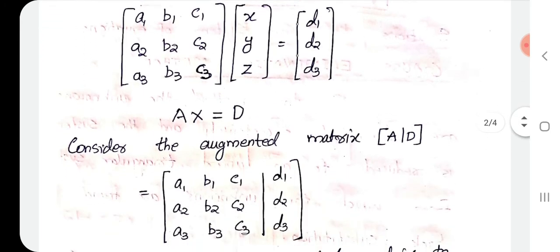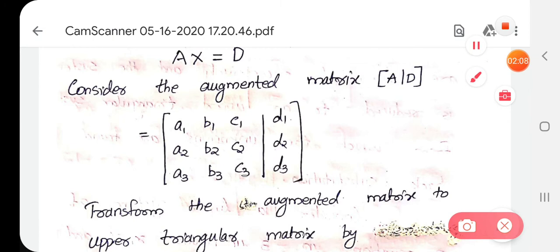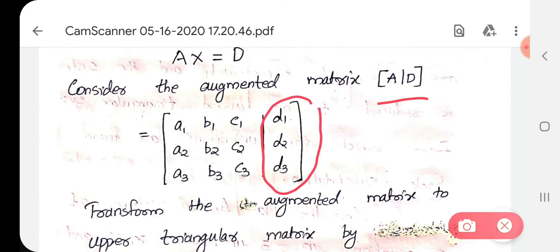For solving the system of equations, we form a new matrix called the augmented matrix, AD. This matrix is constructed by inserting a new column to the right side of the coefficient matrix A, and that column is the constant matrix D. So the augmented matrix is: first row A1, B1, C1, D1, second row A2, B2, C2, D2, and the third row A3, B3, C3, D3.